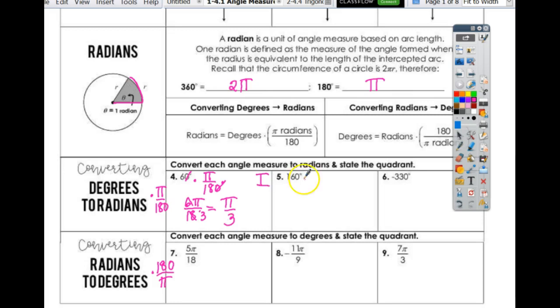So 160, I'm going to multiply by pi over 180. So which quadrant would 160 be in? Second. So the zeros cancel, and I have 16 pi over 18. And that reduces. So if I divide by 2, I get 8 pi over 9.